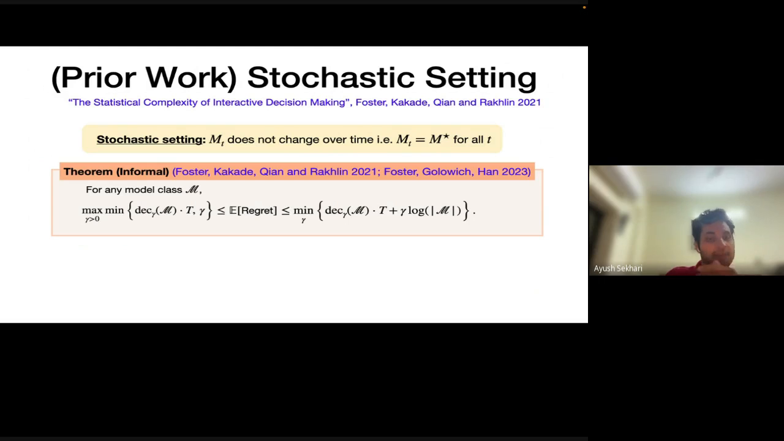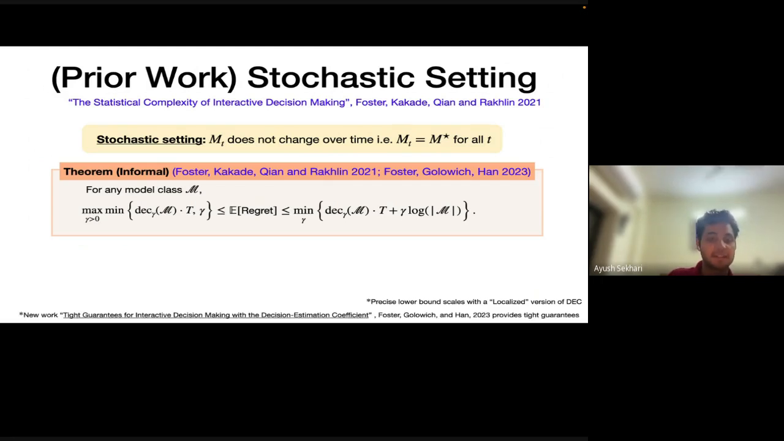And just to remark, this is an informal result. The precise lower bound as presented in the first paper was scaled with a localized version of DEC, and there were some gaps in high probability versus expected regret bounds, which was fixed later by this newer work called tight guarantees for interactive decision making with the decision estimation coefficient. So as it stands, we have almost matching upper and lower bounds on the expected regret. And one can say that the decision estimation coefficient of a class script M characterizes the min-max regret in the stochastic setting for decision making with respect to script M.